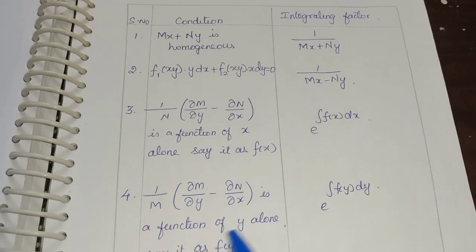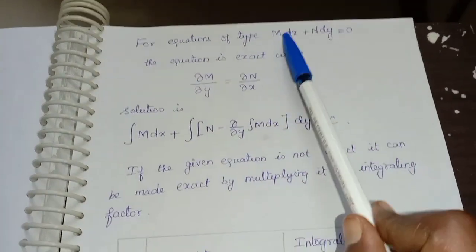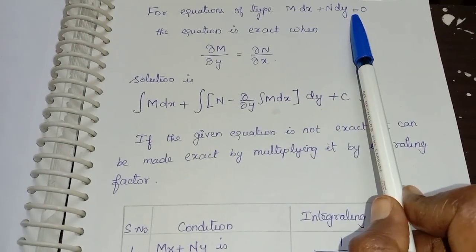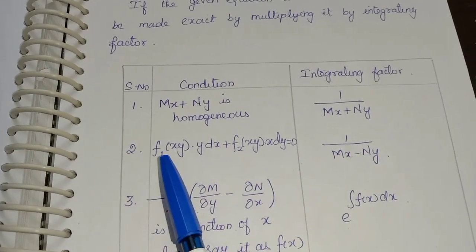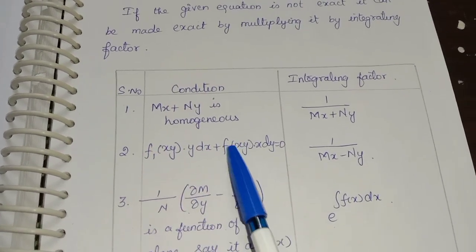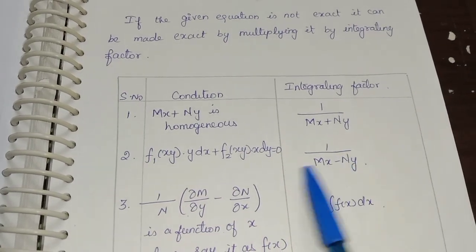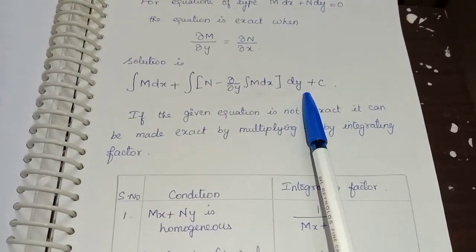Okay, we can easily identify the exactness and the conditions which it will satisfy. See, here this is the given equation, m dx plus n dy equal to 0. With the given equation, first you check whether the equation is of this type, that is, function of xy into y dx and function of xy into x dy equal to 0. Then 1 by mx minus ny is the integrating factor. Multiply the given equation by 1 by mx minus ny and write the solution like this.